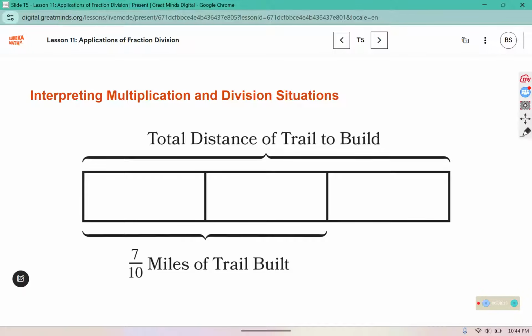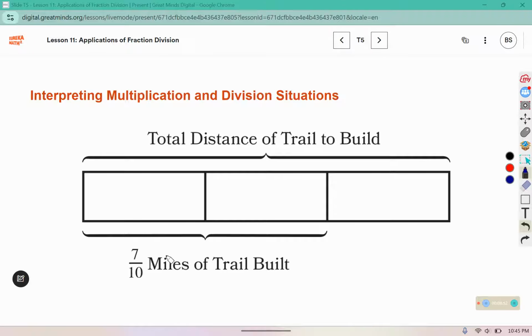Here we see the tape diagram that would represent 2/3. We talked about how for 2/3 we would draw 3 boxes and underline 2 of them, and 7/10 would go in that section.